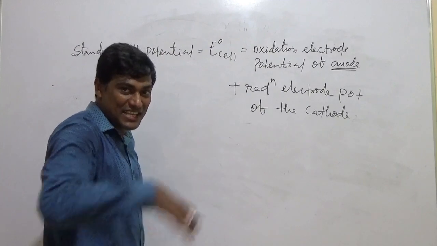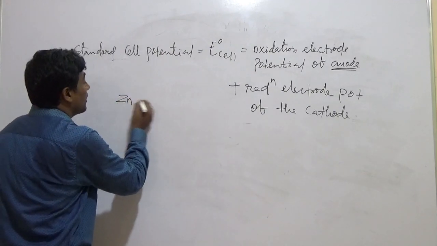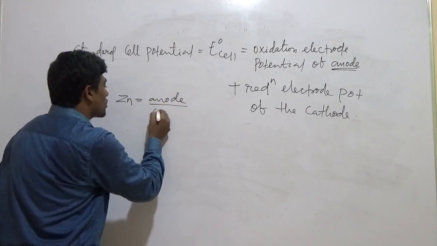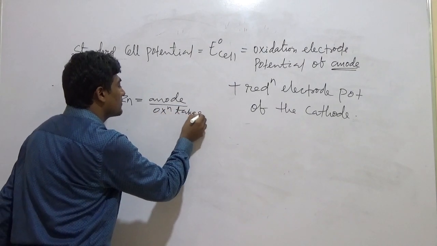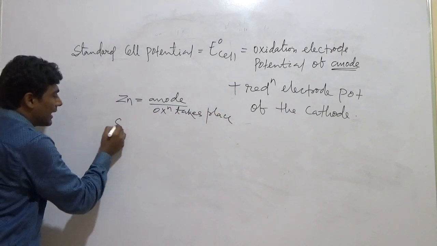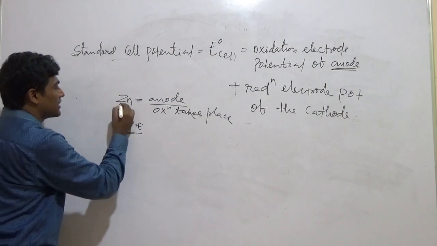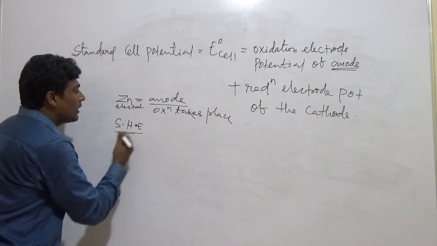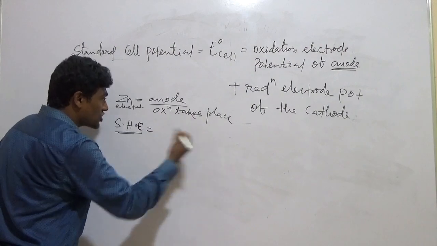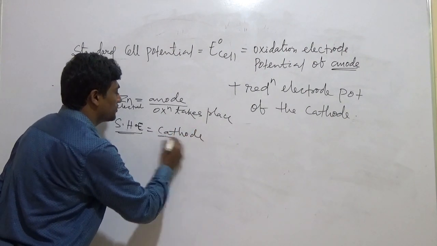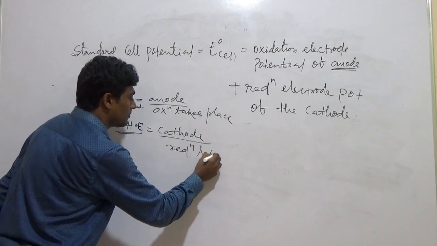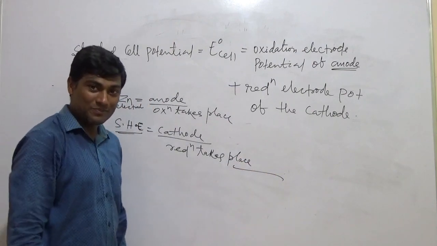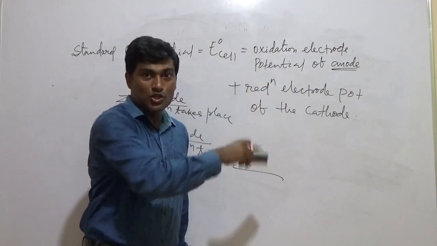In this example, zinc was being oxidized, hence zinc acts as the anode where oxidation takes place. And in the standard hydrogen electrode, the reduction takes place and that acts as the cathode. Did you get it? So accordingly, we will give a notation to both of these.